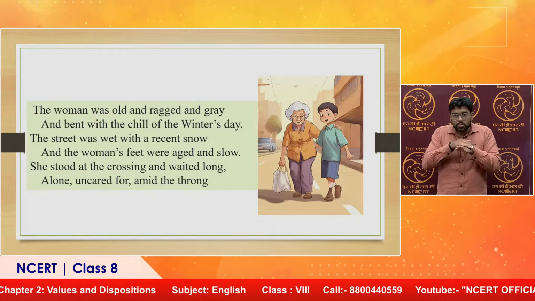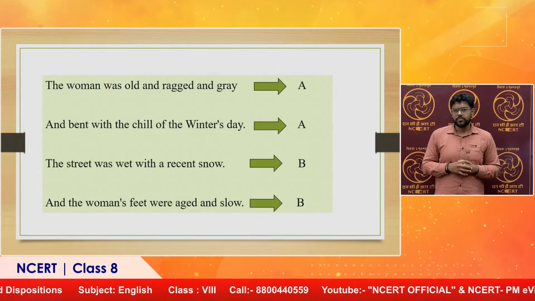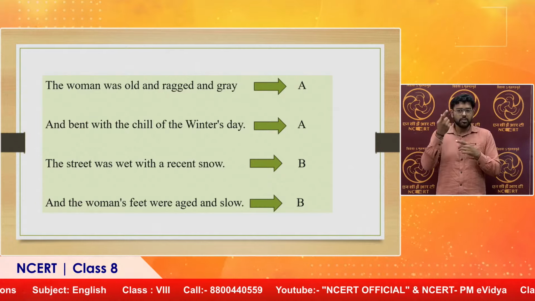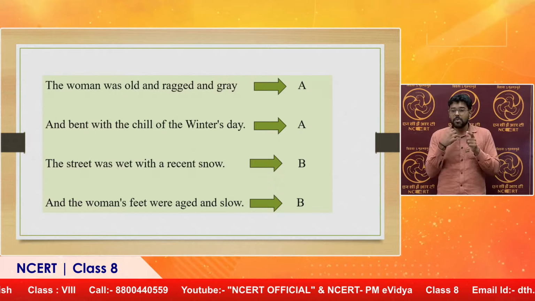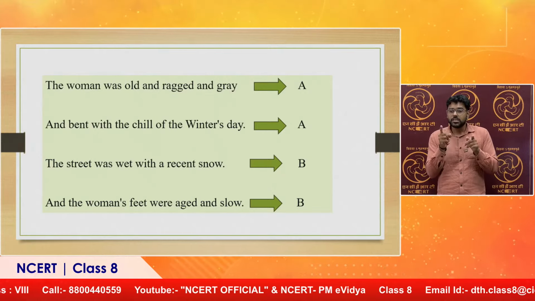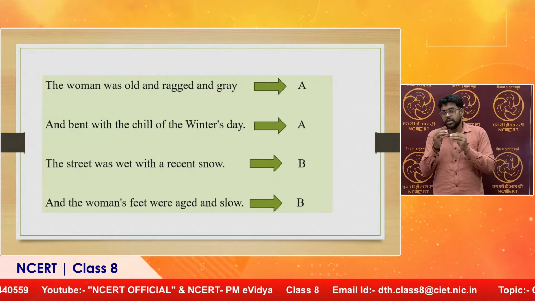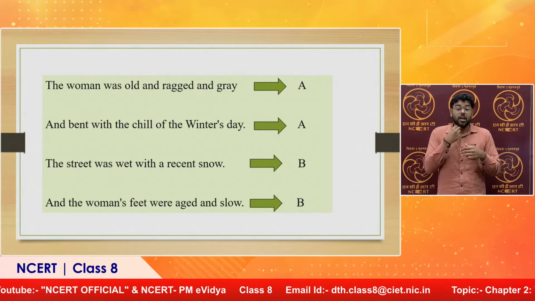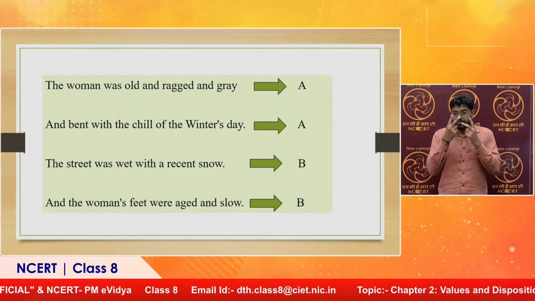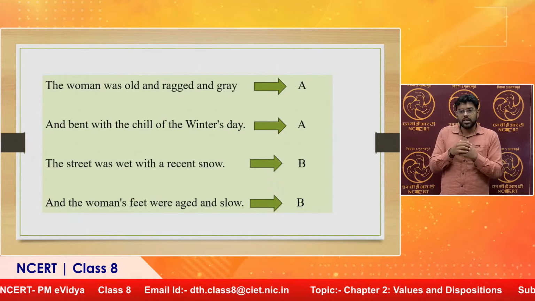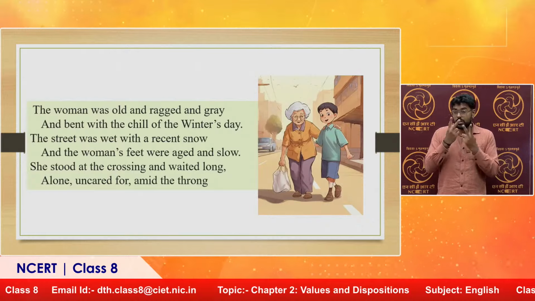And here, ma'am, we can see there is a pattern. See, ragged and grey, winter's day. So, grey and day, they are rhyming with the same sound. It means A and A. We mark, ma'am, rhymes like A, B, B, C, C, according to the sound. Rhyming scheme. So in the next line we can see recent snow, aged and slow. So it's BB. Now it's our kids' work to see how it's rhyming in the next lines.